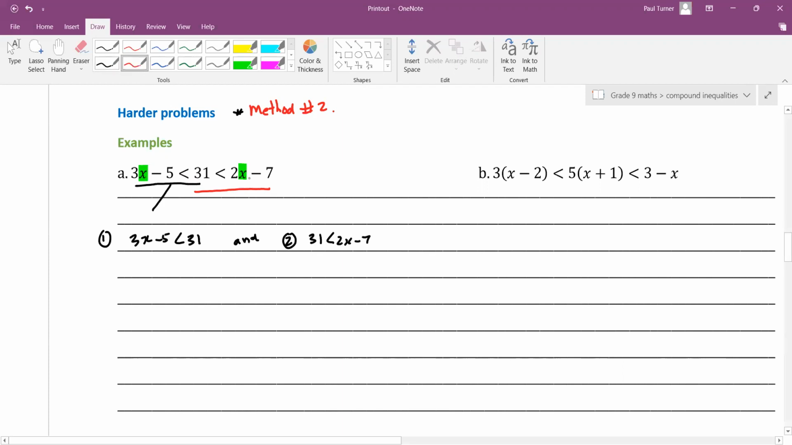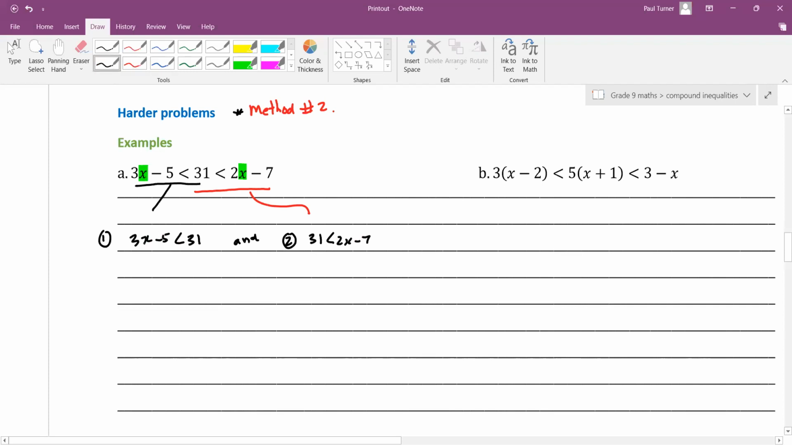Hope that's clear enough, because we can say that this has to be less than this number, and this number has to be less than this number. So nothing's changed. I've just separated it into two inequalities, and then we solve them separately. So let's try and solve this one.